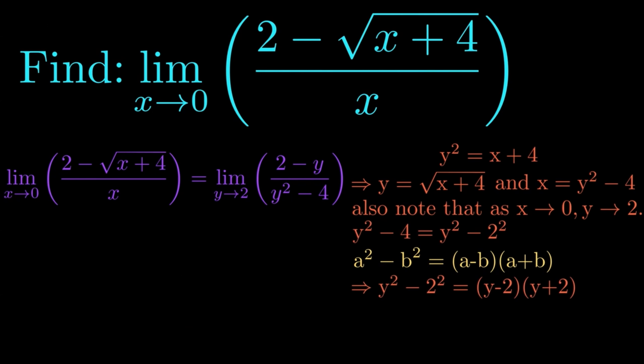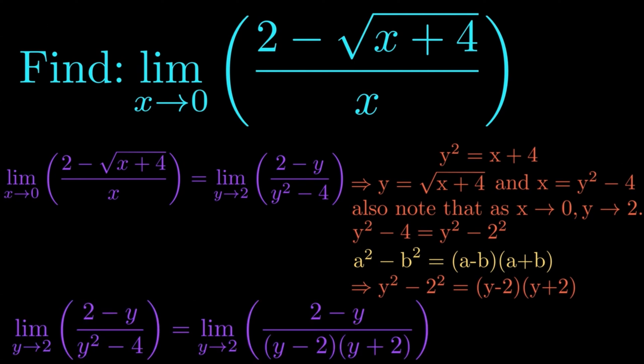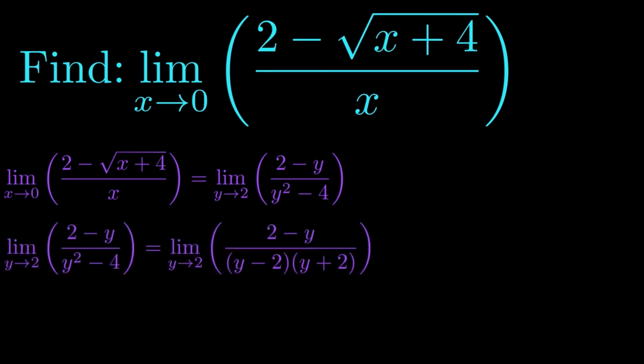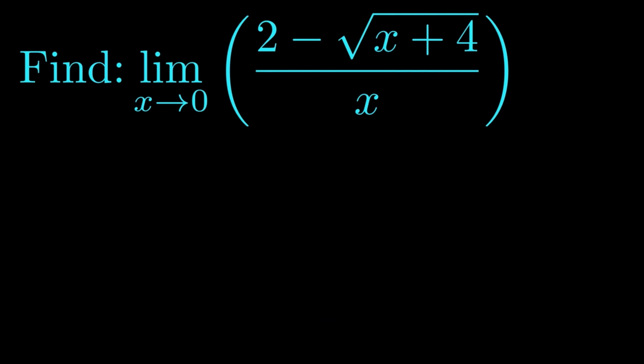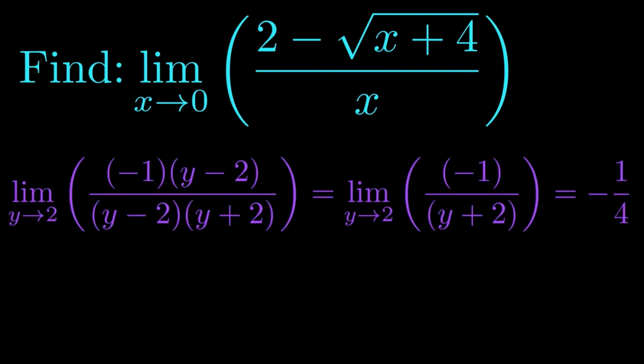So our limit becomes the limit as y approaches 2 of (2 minus y) divided by (y minus 2) multiplied by (y plus 2). We can actually factor a minus 1 out of the numerator, so we have the limit as y approaches 2 of minus 1 multiplied by (y minus 2) divided by (y minus 2) multiplied by (y plus 2). Now we can go ahead and cancel the factor of y minus 2 in the numerator with the factor of y minus 2 in the denominator, and doing so we have the limit as y approaches 2 of minus 1 divided by (y plus 2), and we can just let y tend to 2 without worrying about dividing by 0, which gives us an answer of minus 1 over 4.